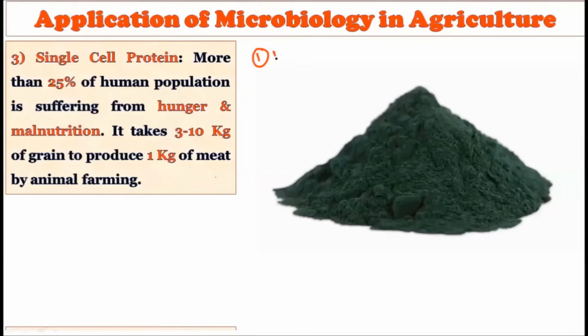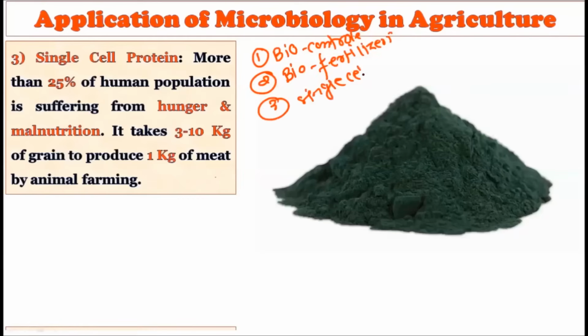फर्स्ट में हमने देखा कि how we can use the microbes as a biocontrol agents. ओके, बायो कंट्रोल एजेंट्स के तौर पे हमने उनको देखा। सेकंड, we use as a biofertilizers. ठीक है, अब the third one we are going to use as the single cell protein. Okay, we can use them as a single cell protein. Now see what is single cell protein.